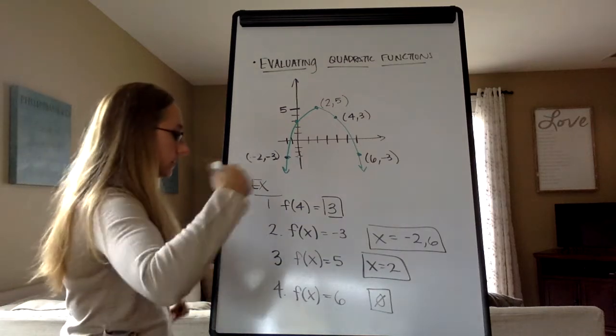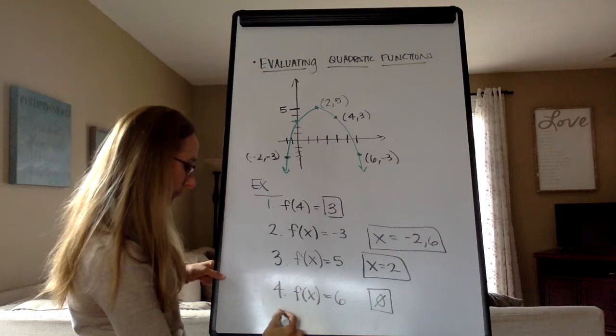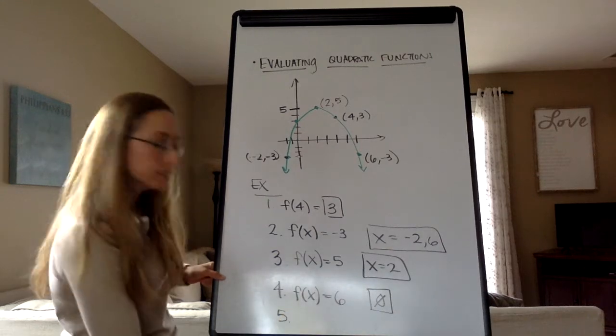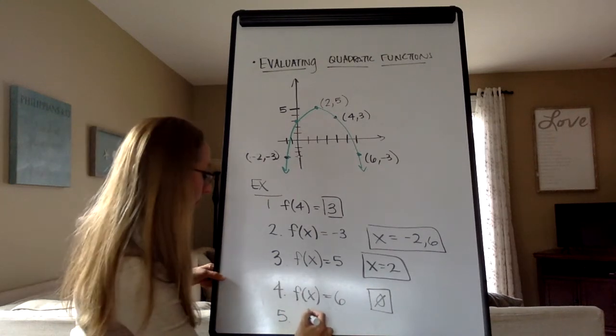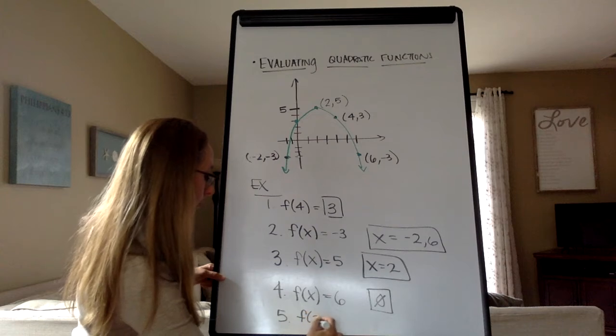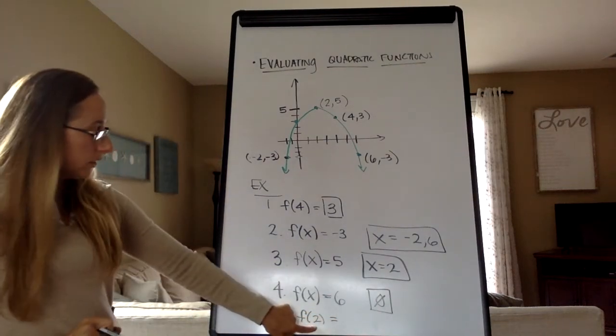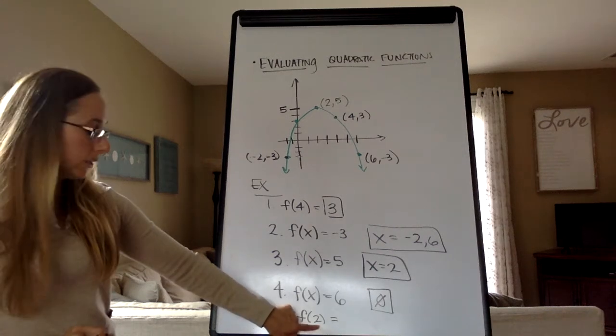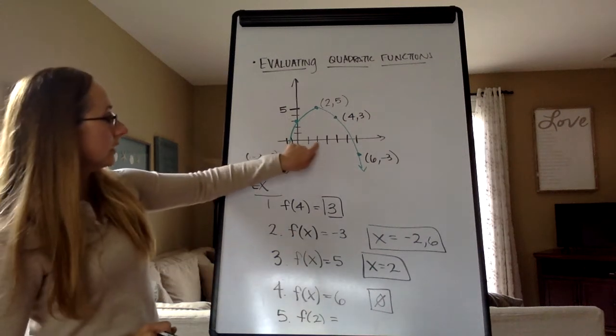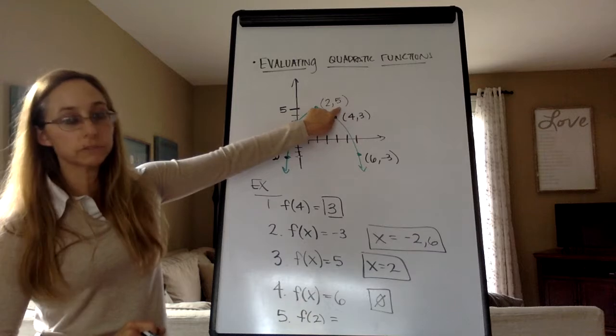Let's actually do the reverse. So let's do one more example. Can you guys see down that far? Yes. Okay. So f of 2 equals what? f of 2, again, your function evaluated at the x value of 2. So we go to x equals 2, y is equal to 5.